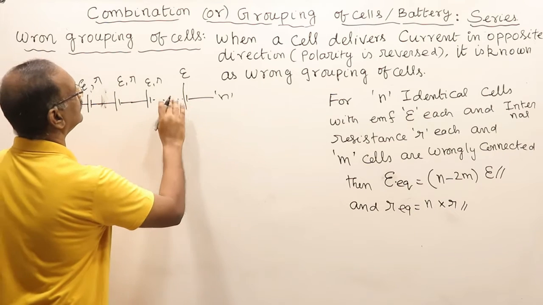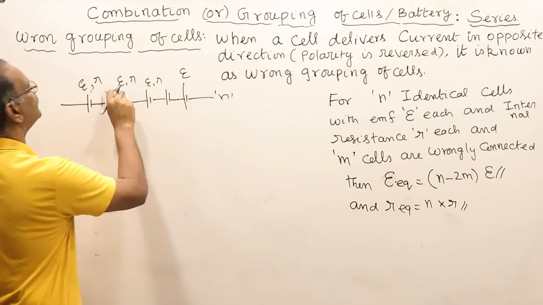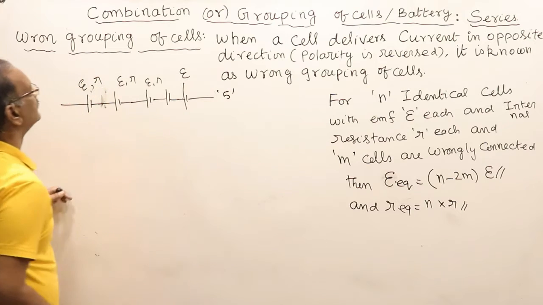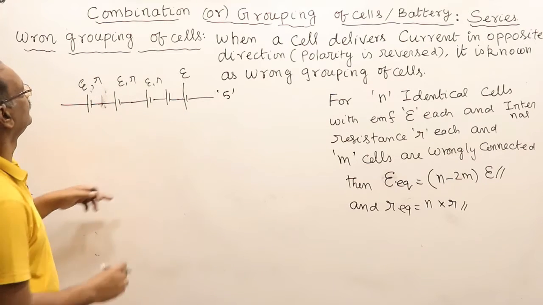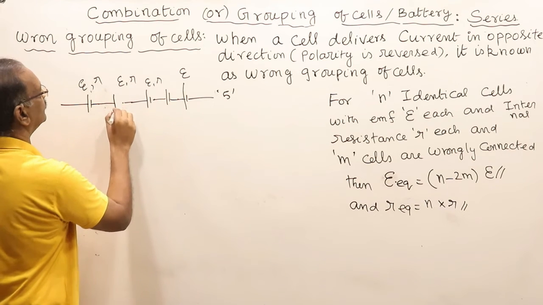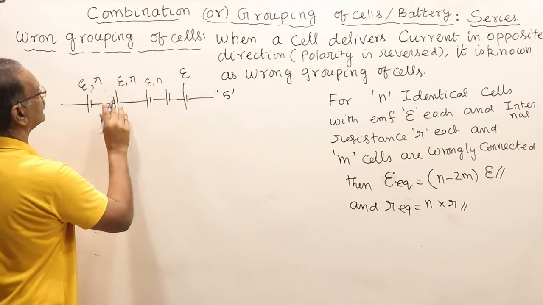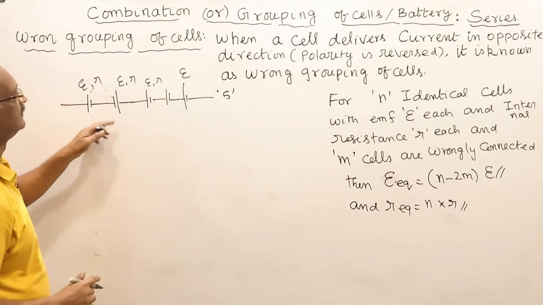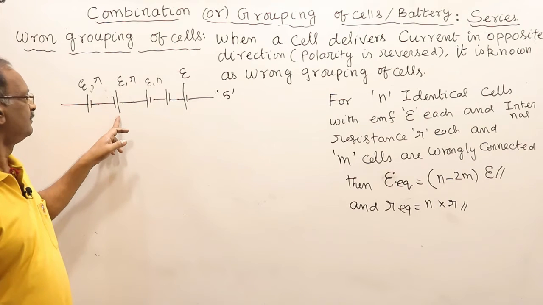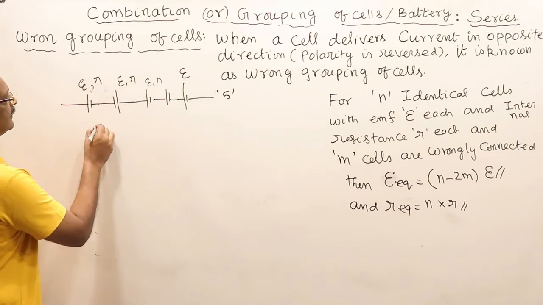We have 5 cells, each having an EMF of epsilon: 1, 2, 3, 4, 5. Let us say one is connected wrongly, not proper. Wrongly means all the polarities are the same, but this polarity is different. Let us find out what E net is.